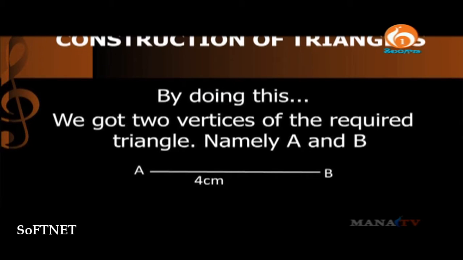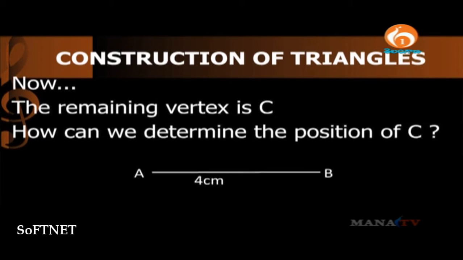By doing this, we got two vertices of the required triangle, namely A and B. One end of the segment is A and another end is B. Therefore, we have got automatically the two vertices. Now, the remaining vertex is C. How can we determine the position of C?